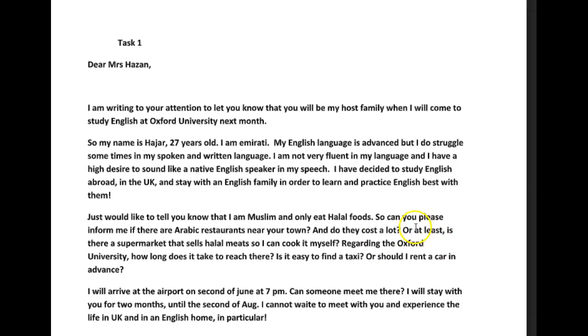Then here, alternatively, perhaps there is a supermarket that sells halal meats so I can cook myself. Okay? Regarding Oxford University, we don't put a "the." I would like to know how far away it is from your home. And if I may reach the university by taxi. Would you also let me know if I should rent a car in advance?